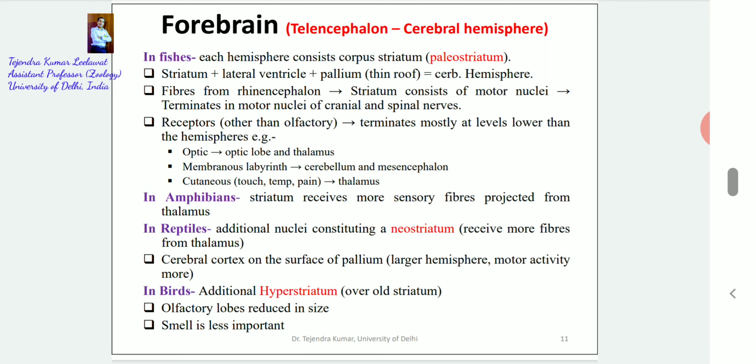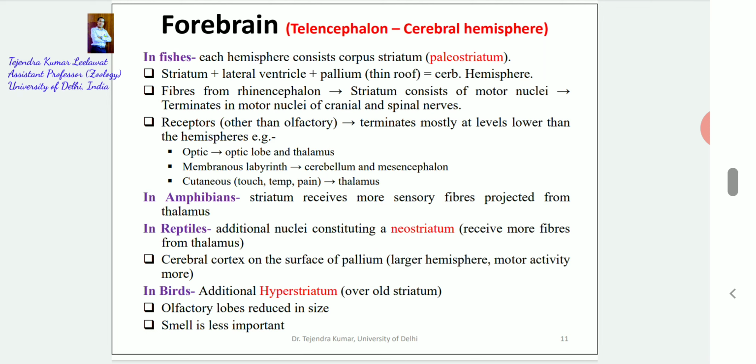Suppose optic sensations are there, so they will terminate into the optic lobe and thalamus. If senses are from the membranous labyrinth, then they will terminate into the cerebellum and mesencephalon, whereas these are related to touch, temperature, pain, means cutaneous, related to our skin. Whenever anyone touches your skin, or you feel any pain or temperature, then this type of receptor or its fiber terminates into the thalamus.